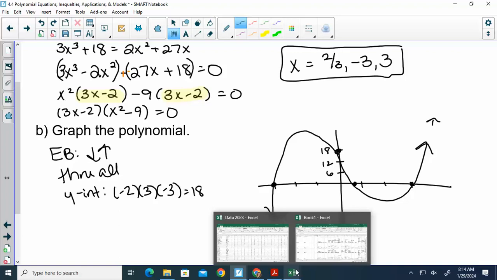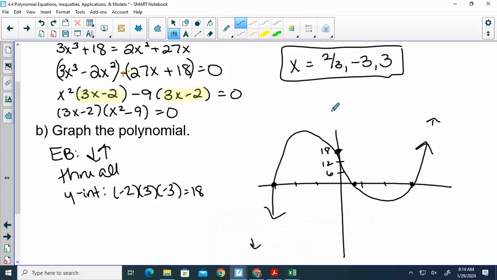So our main goal on these is the factoring, but I'm trying to throw in the graphing piece just as a refresher because we are winding down on this chapter. Any questions on that?